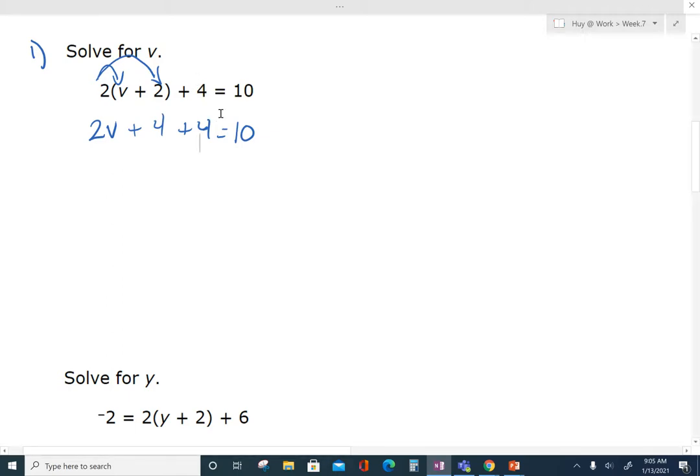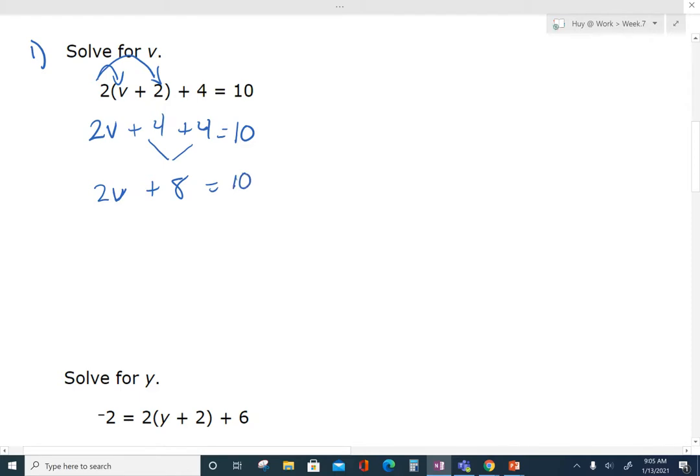All right, so now I can combine like terms. So I have the plus 4 there. So I'm going to bring down the 2v first. Plus 4 is now plus 8. And then equals 10.